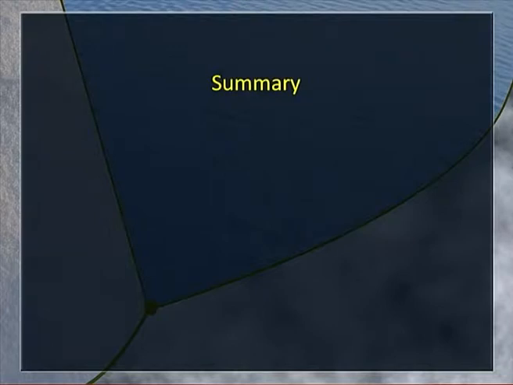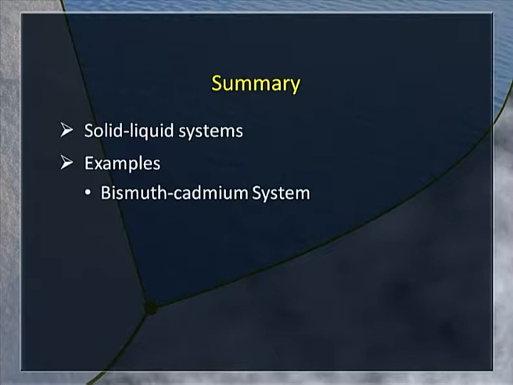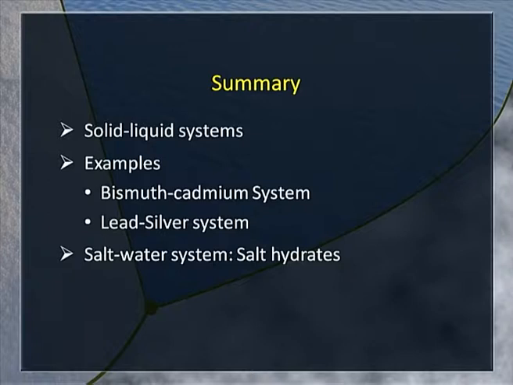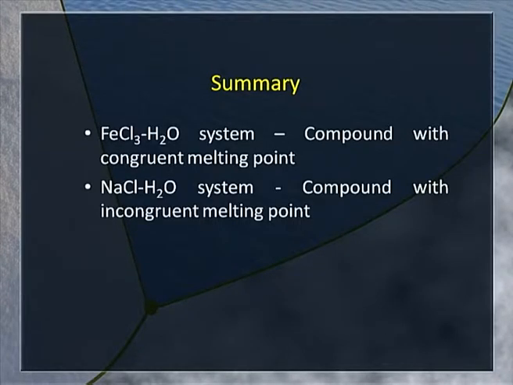Let me summarize. We started with solid liquid systems in the earlier lectures and we continued with it with some examples that we have taken up today: bismuth cadmium system, lead silver system, and we took up salt water system where the salt hydrates are formed. Three systems were discussed: potassium iodide water, ferric chloride water, sodium chloride water systems. Each one is different: simple eutectic, compound formation with congruent melting point, and then compound with incongruent melting point.